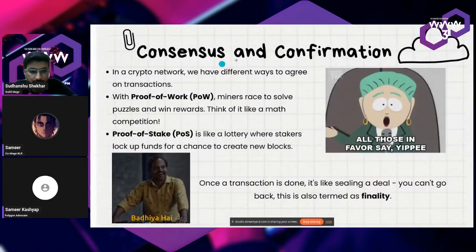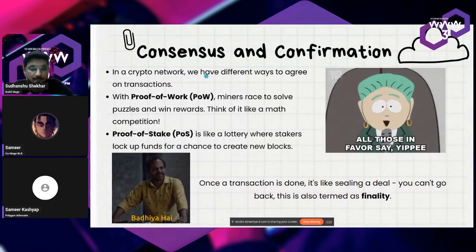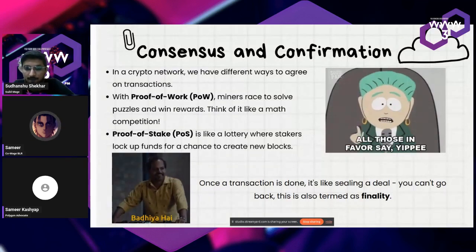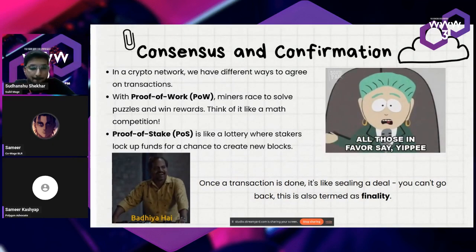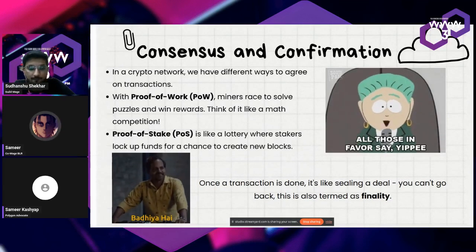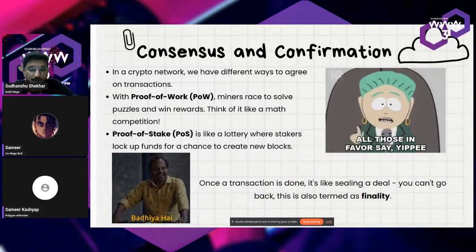And at the last we have consensus and confirmation. Creating a crypto network comes with the challenge of validating transactions without relying on a central authority, right? We don't want any of that. So instead, we rely on a large group of people who are incentivized with native currency to prove transaction validity. The major two ways, like Sudhanshu said, to validate transactions are proof of work and proof of stake.